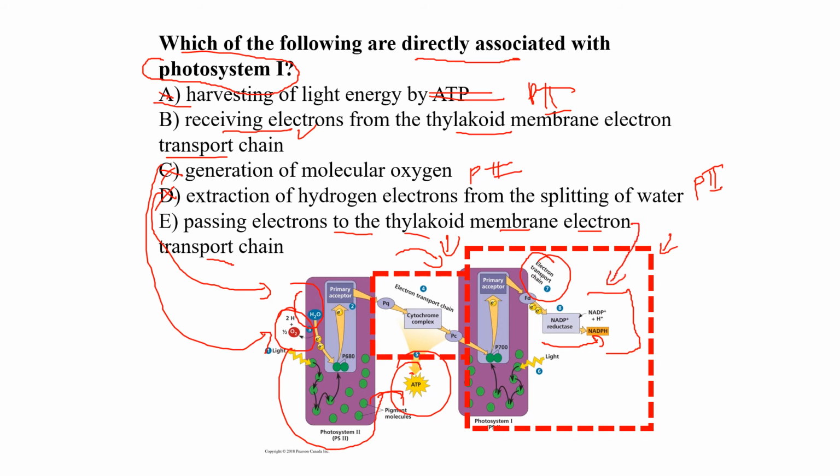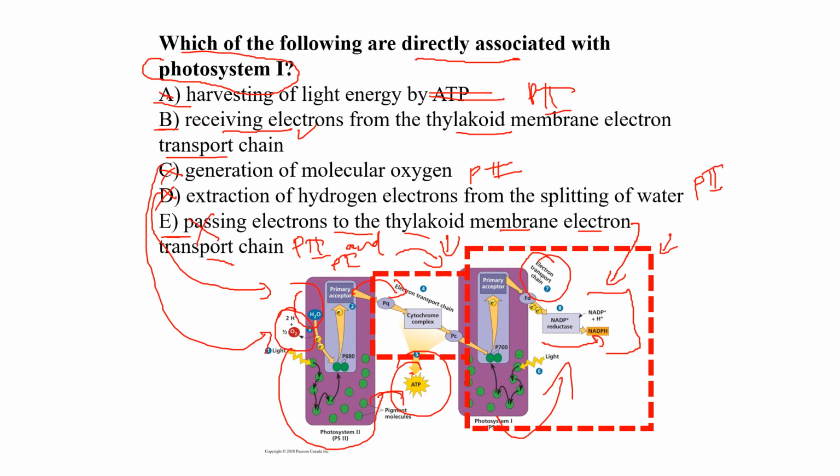However, although you have two questions that are very similar, A and B, they are asking you what are directly associated. The only one that is associated only with the photosystem 1. So if you see E is passing, this one is photosystem 2 and photosystem 1 because both are passing electrons. This one is also passing electrons here.